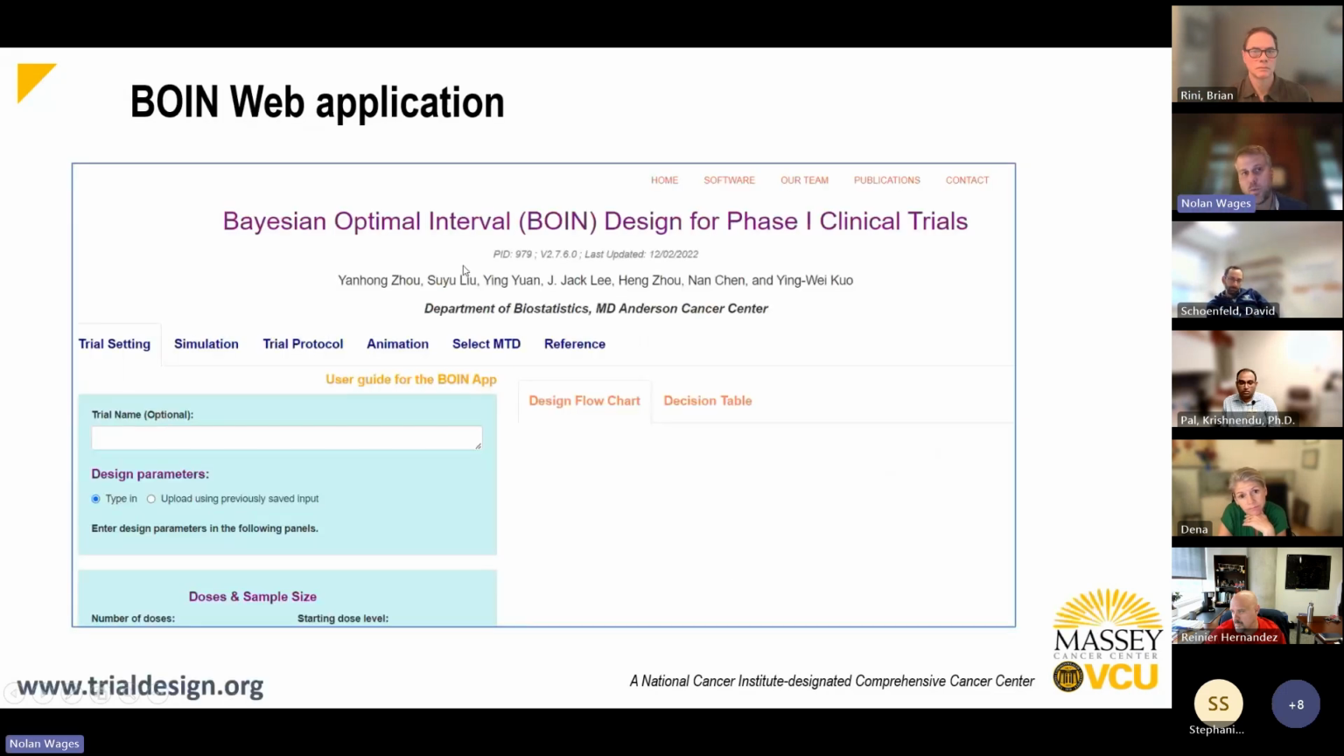This also has a web application with an easy to use interface. One of my favorite parts is this trial protocol tab. You can actually generate a stat section for the information that you input into the app and use that in a protocol. And it's very, very convenient and efficient.